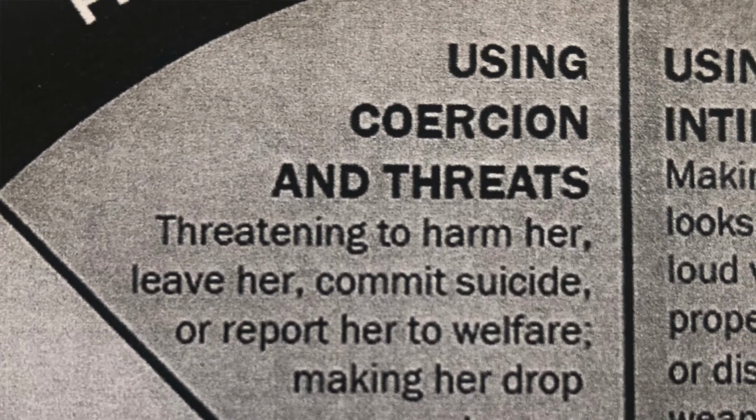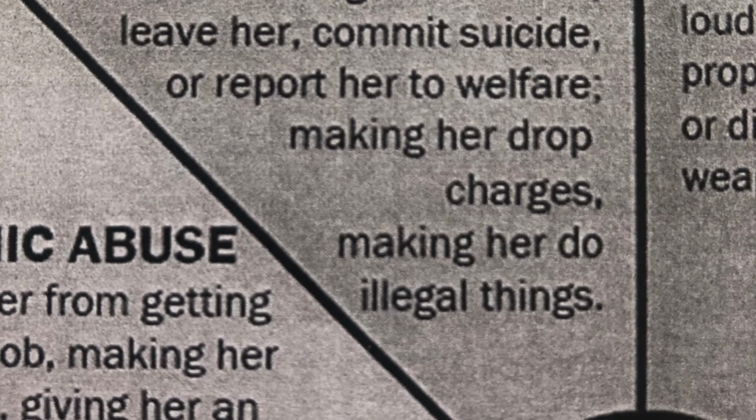The last segment within the power and control wheel is the using of coercion and threats. That entails threatening to harm her, leave her, commit suicide, or report her to welfare, making her drop charges, making her do illegal things. Coercive control comes from all the other tactics, basically. Each time you're belittled or raged at or intimidated, you're effectively being trained to not take that path again. So you adjust your behavior, and this allows the abuser to effectively come off seeming innocent because they haven't told you not to do this or that, which leaves you as the victim feeling frustrated and crazy, which is really the point in the end.